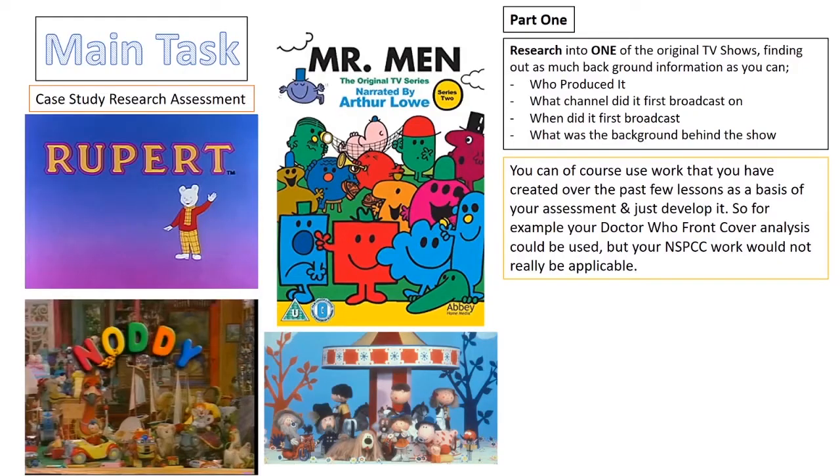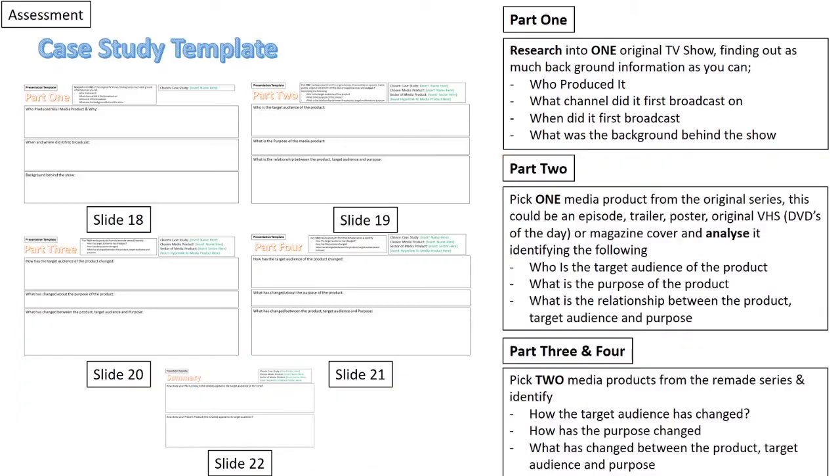All right, so these are going to be your case studies. You can look into Rupert the Bear, you can look into Mr. Men, you can look into Noddy, or you can look into the Magic Roundabout. Now, you don't have to do any of these particularly. You can use some of the work that you've been doing over the last few lessons. So if you've gone off and looked into campaigns of your own, and maybe different adverts or different programs, then please just use those as a basis. Don't just throw this work away. Use it as a building block.